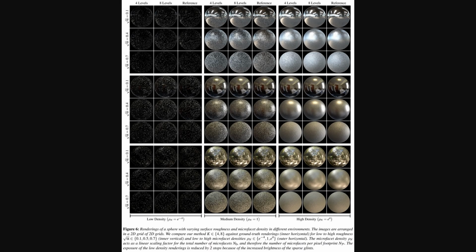So, moving to the results, this is where we see just how well that simplification works in practice. This figure shows a whole grid of spheres, comparing their method using 4 and 8 light levels against a reference rendering, which is the perfectly accurate or ground truth image. They test this across different surface roughness levels and also different microfacet densities. A microfacet density is just how many of those tiny glittery flakes are packed onto the surface. And as you can see, the results, especially with 8 levels, are almost indistinguishable from the reference, which is really impressive.